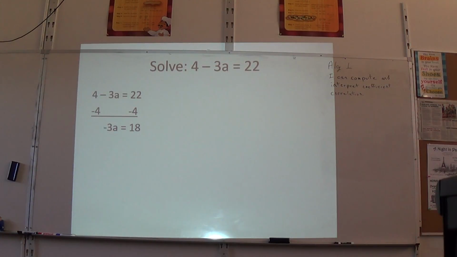So, David, what's my next step going to be? I don't know. Divide both sides by negative 3. That's going to give me a equals negative 6.